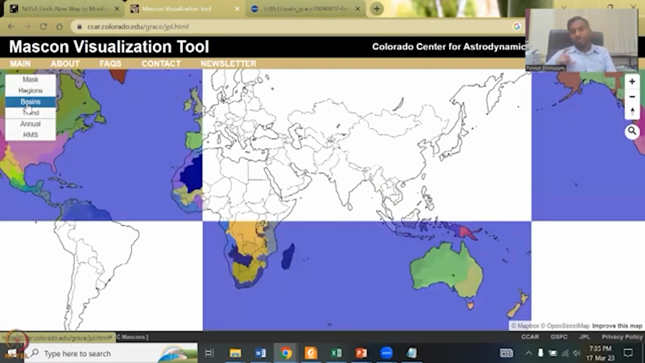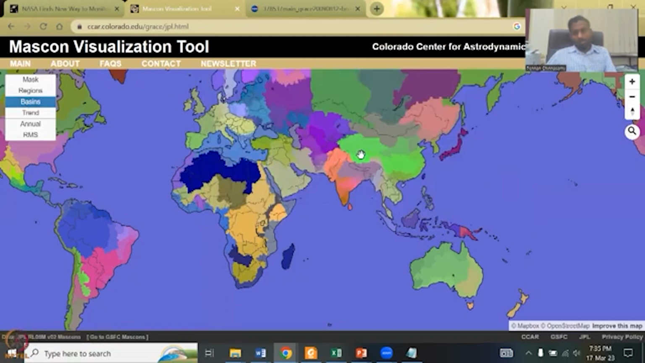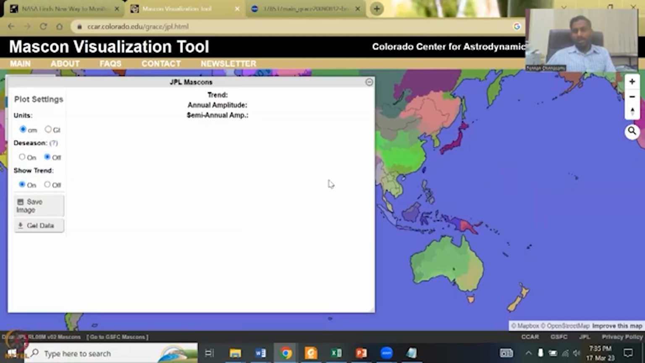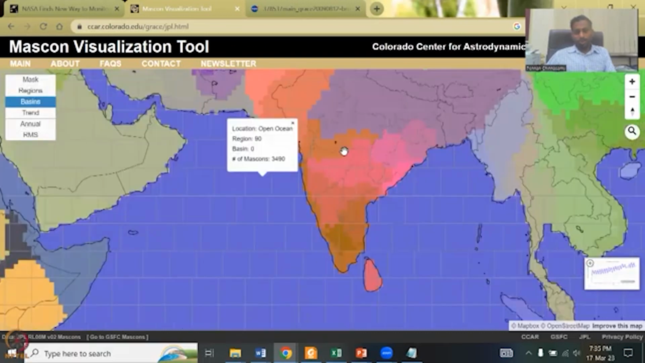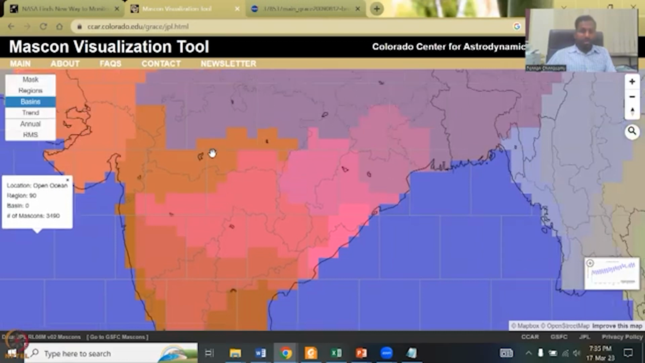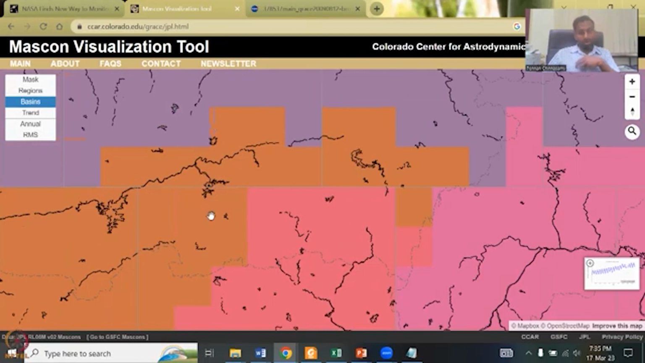As I said, each pixel is 100 by 100 kilometers. I'll show you how each pixel looks. Now the river basins are being shown. If I zoom in using my mouse, you can see that this is one data point. This whole pixel is one data value, and they would have done some anomaly calculations in smaller regions.